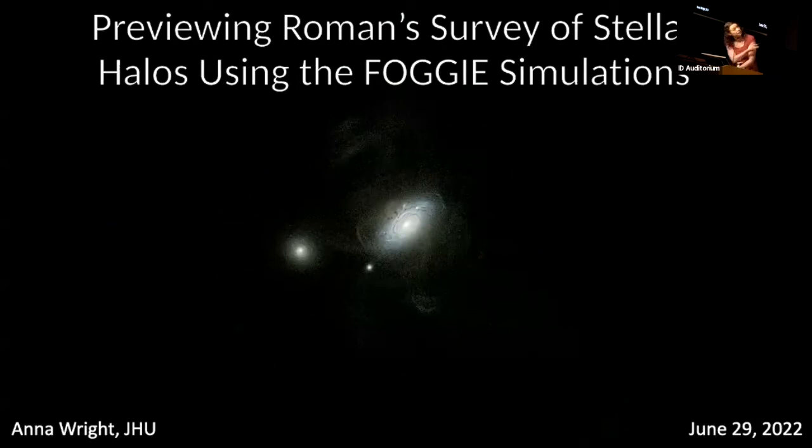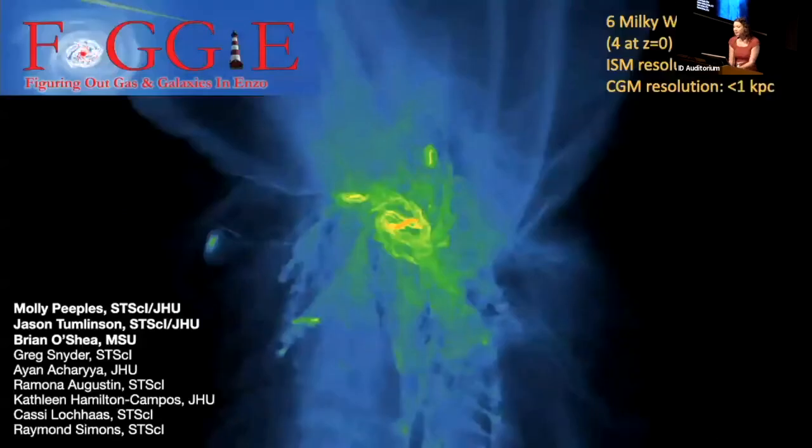So FOGGY, as you can see in the upper corner here, stands for Figuring Out Gas and Galaxies in Enzo. I've listed my collaborators on this project on the bottom here. Most are at Johns Hopkins or Space Telescope, although part of the FOGGY team is also at Michigan State University. Currently, we have a suite of 6 roughly Milky Way mass galaxies run with Enzo, and what makes these simulations unique is that we focus a lot of our resolution power on the areas around the galaxies rather than just in the disks.